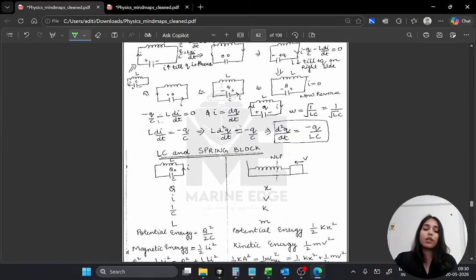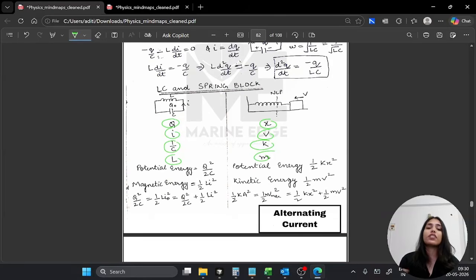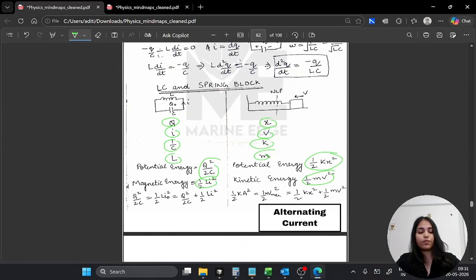Okay. Now, a spring block. What is being constantly transferred here? The charge that is constantly moving, and in the case of a spring, the distance keeps on increasing and reducing. The I is equivalent to velocity, 1 by C is equivalent to the K constant, and L is the mass. Similarly, the potential energy of this LC oscillation is Q square upon 2C, similar to the potential energy of a spring, which is 1 by 2 Kx square. Magnetic energy is 1 by 2 Li square. Kinetic energy is 1 by 2 mv square. So this is how you can relate the two concepts, and how this behaves as a spring law.